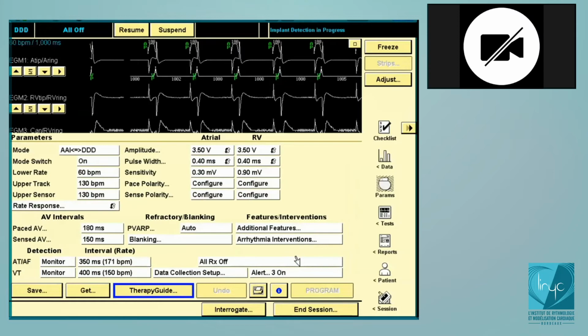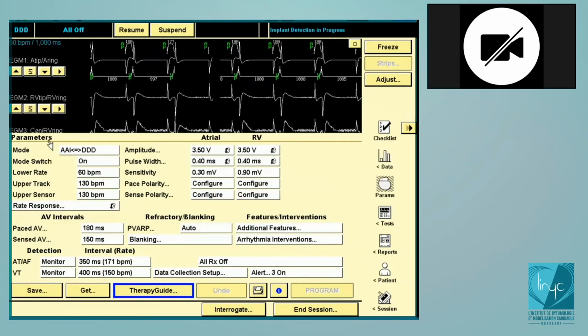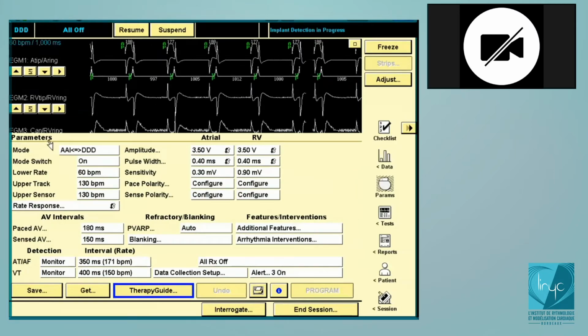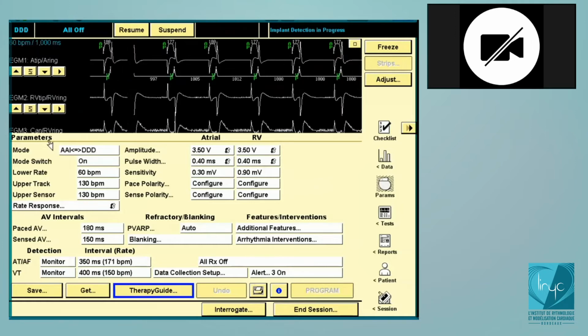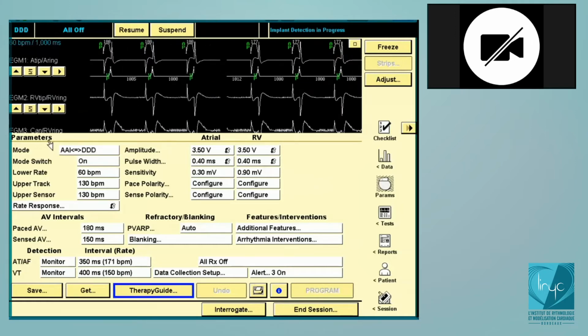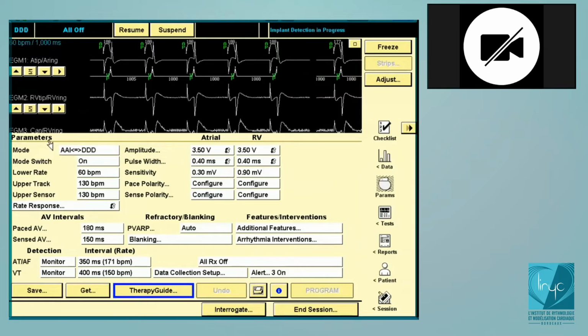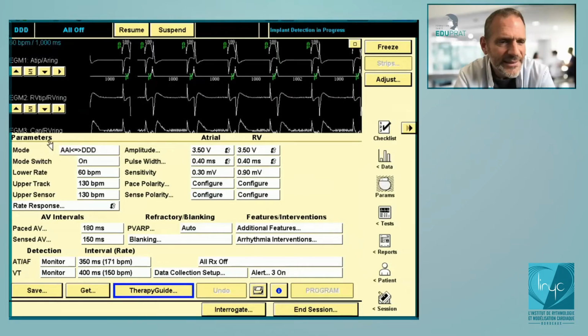So just the rate, as we could see just before, the rate adaptive AV is set to, if you click just in the paced AV menu, you could see a rate. Click on paced AV.